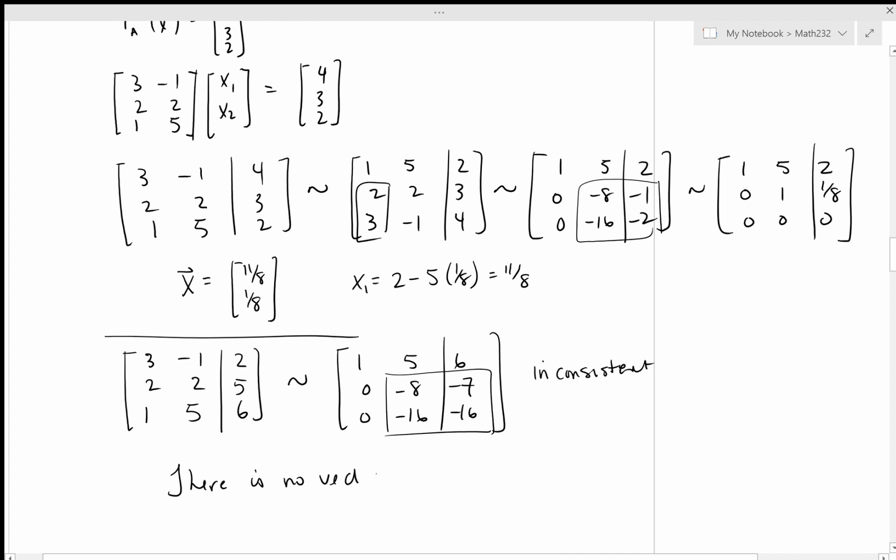There is no vector x in R2 for which the transformation defined by the matrix A operating on a vector will produce this. That won't happen. So there, 2, 5, 6 does not have a preimage.